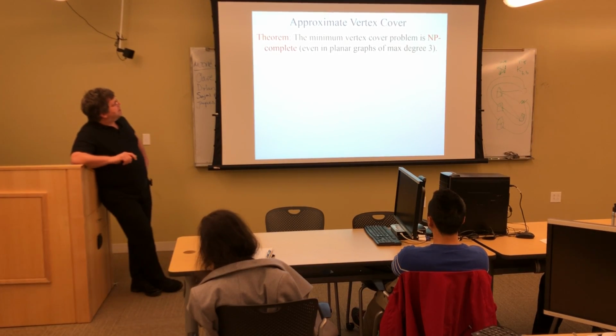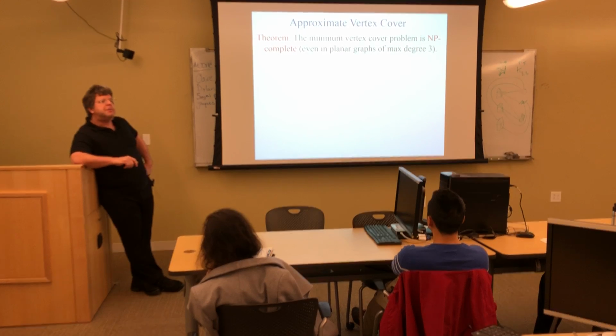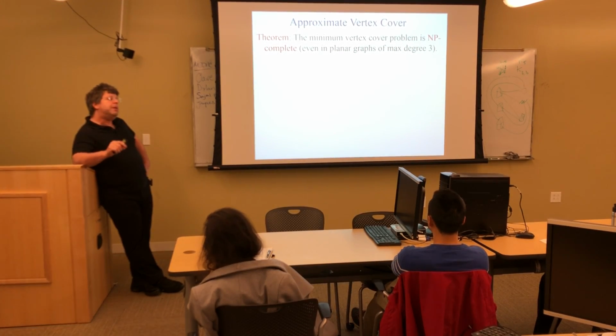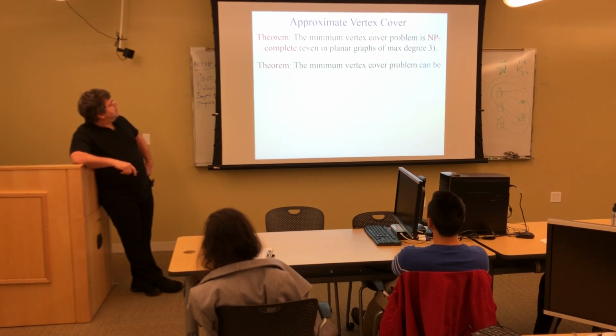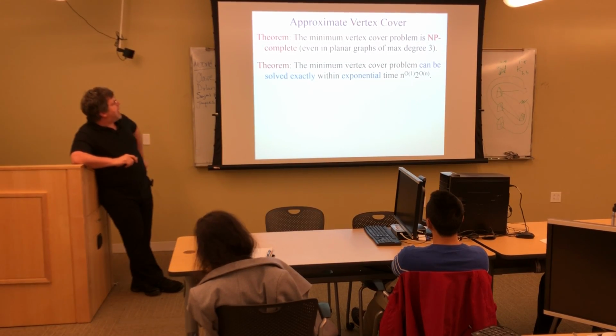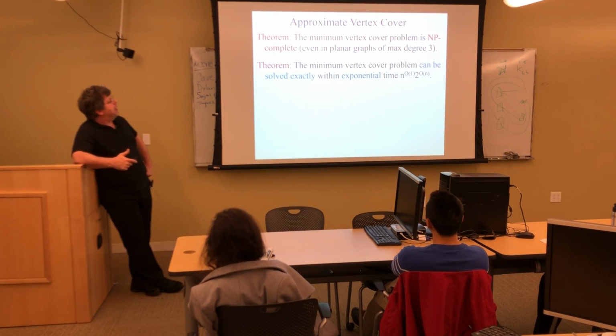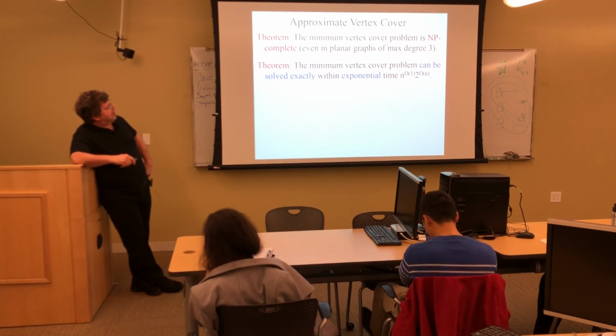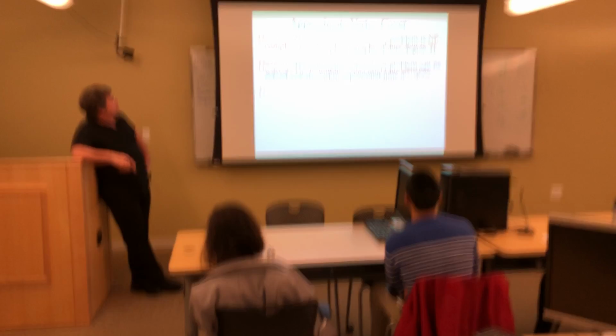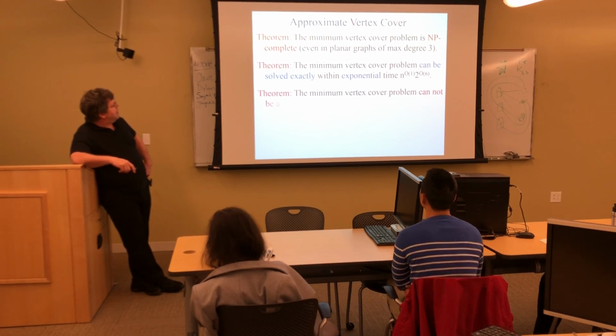So even though it's NP-complete, and in fact it's NP-complete even in planar graphs, and even in planar graphs of max degree 3, it's still NP-complete. Okay, just like colorability. So the minimum vertex cover could be solved exactly in exponential time. That's not a big trick. Just look at all possibilities, and you can do some shortcuts and some optimizations. But roughly in time n times 2 to the n, you can solve it by looking at all possibilities.